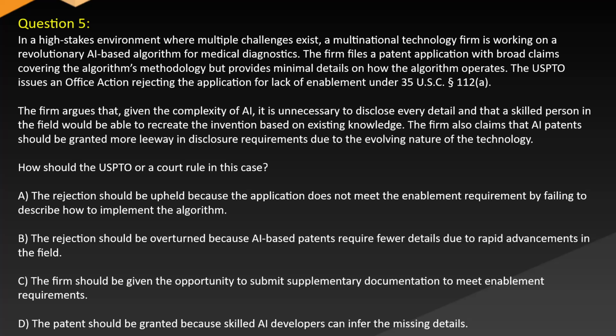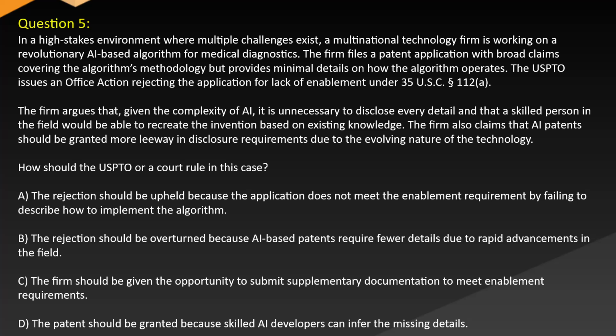In a high-stakes environment where multiple challenges exist, a multinational technology firm is working on a revolutionary AI-based algorithm for medical diagnostics. The firm files a patent application with broad claims covering the algorithm's methodology, but provides minimal details on how the algorithm operates. The USPTO issues an office action rejecting the application for lack of enablement under 35 U.S.C. § 112(a). The firm argues that, given the complexity of AI, it is unnecessary to disclose every detail and that a skilled person in the field would be able to recreate the invention based on existing knowledge.